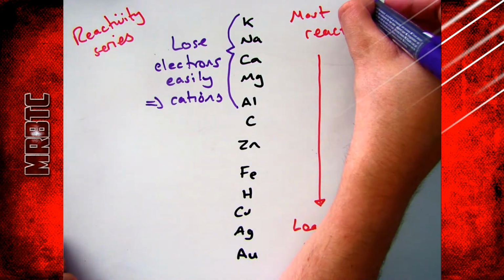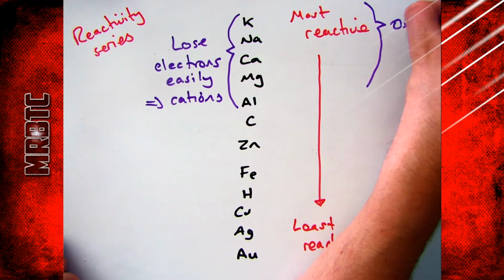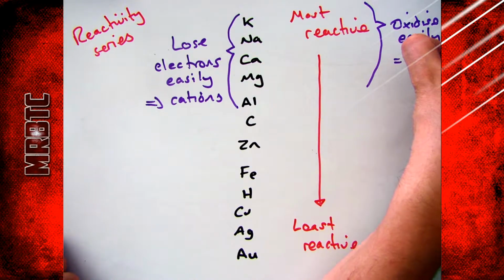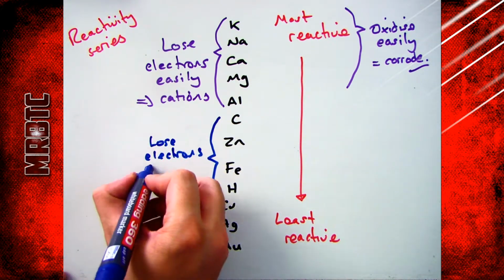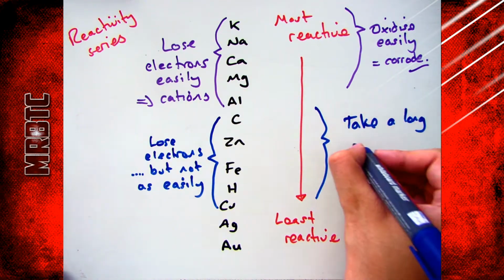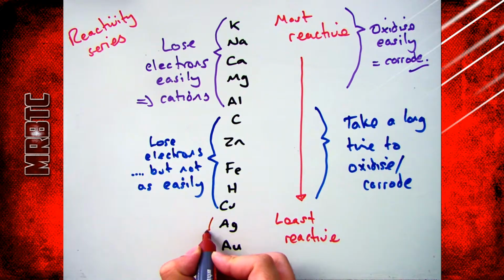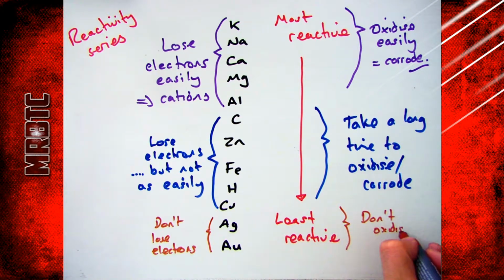Now what that means is they will actually oxidize easily. So when we talk about oxidizing, we mean corroding. For example, if I take magnesium and leave it out in the air, it will oxidize, it will corrode quite quickly. Your less reactive metals like zinc and iron are the ones that don't lose their electrons as quickly. They'll still lose them, but it will take a bit more time. This means that they won't oxidize as easily, it will take longer to oxidize, therefore it will take longer to corrode. And finally, your unreactive elements like your silver and your gold, they don't lose electrons, they don't oxidize, and therefore they do not corrode.